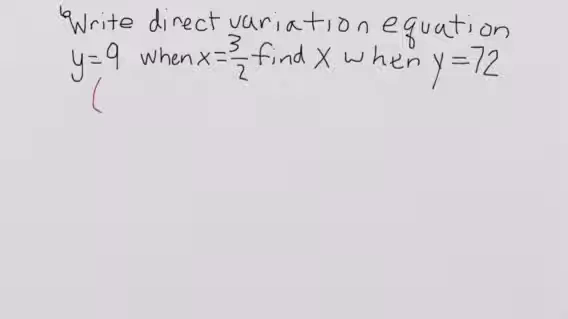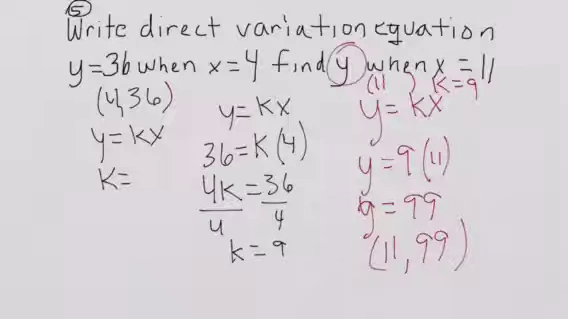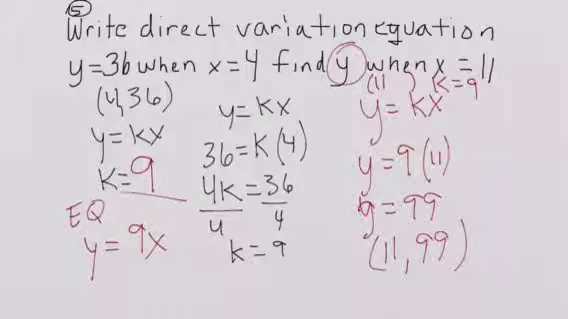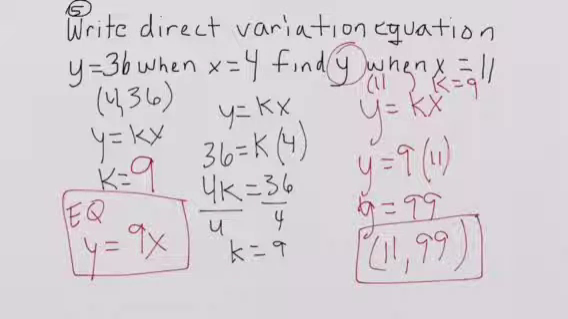Direct variation, again, we have an ordered pair. y is equal to kx. Let's go back real quick. I forgot to write our direct variation equation on number 5. For our direct variation equation, we have to put our 9 in there. So our equation is y is equal to 9x. That's our direct variation equation, and then we found our missing value for y.